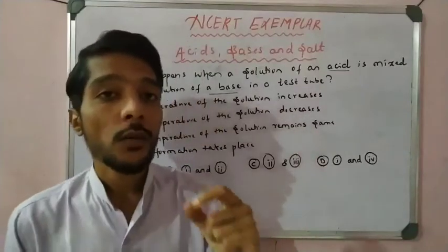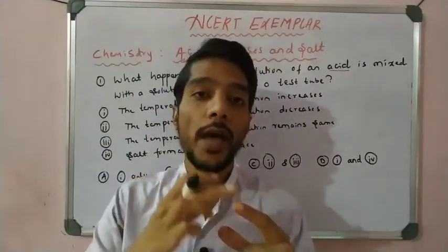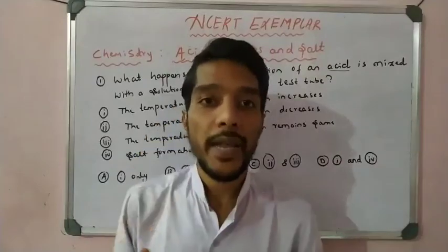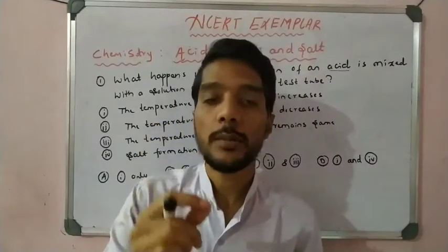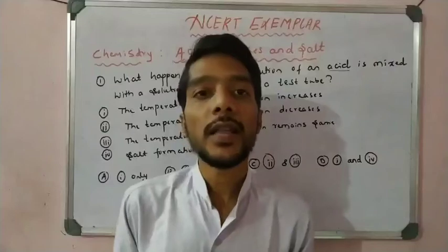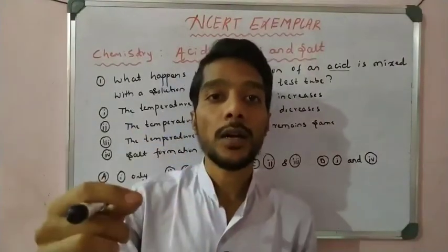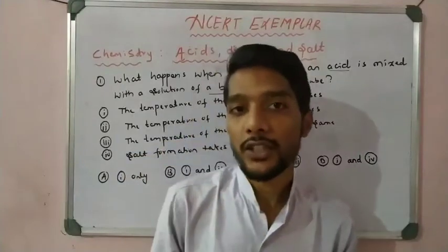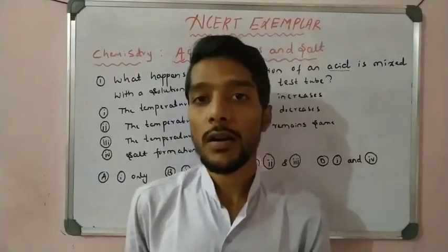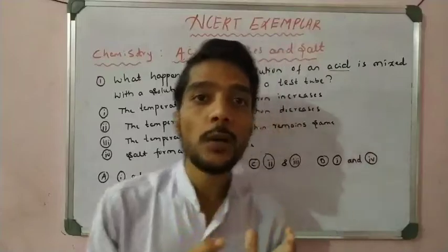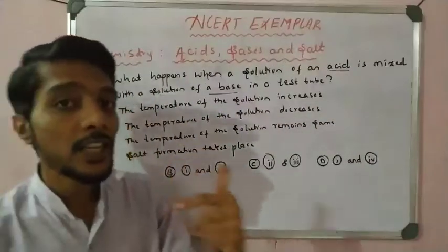We know that one point, the mixing of acid and base is an exothermic reaction. It is an example of an exothermic reaction. And the second point, we learned that the reaction between acid and base gives salt and water, and that is called a neutralization reaction. These two observations we learned already. So let us find these two observations in the four statements.